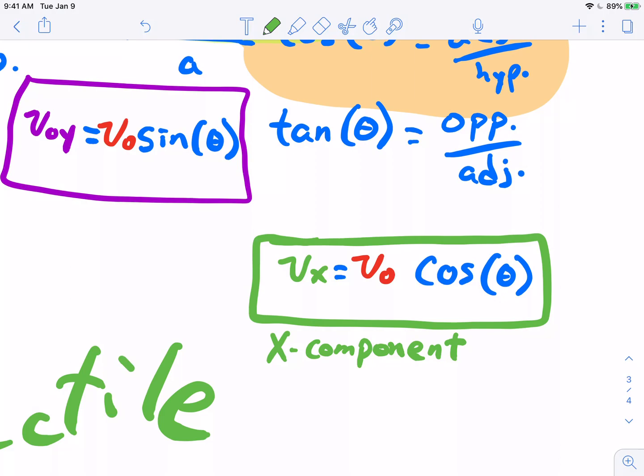So it's the X component of the initial velocity. Okay, and then this was the Y component of the initial velocity. Y component. Why am I singing it? I don't know.